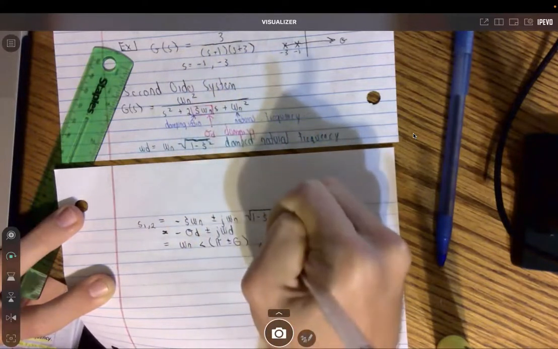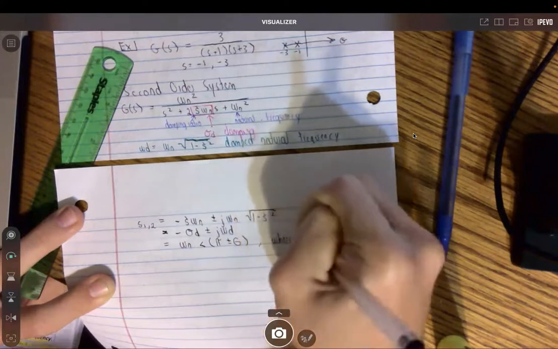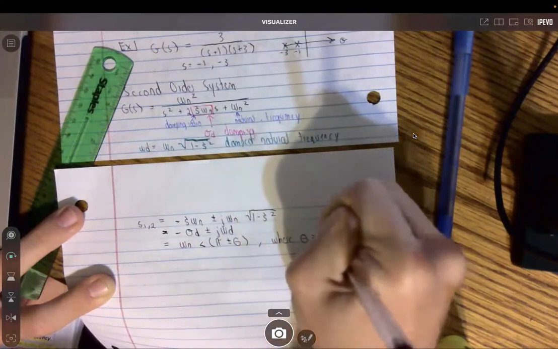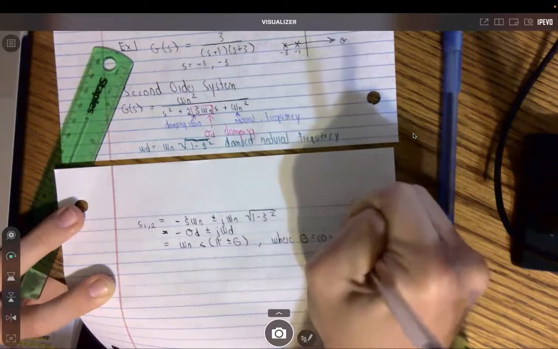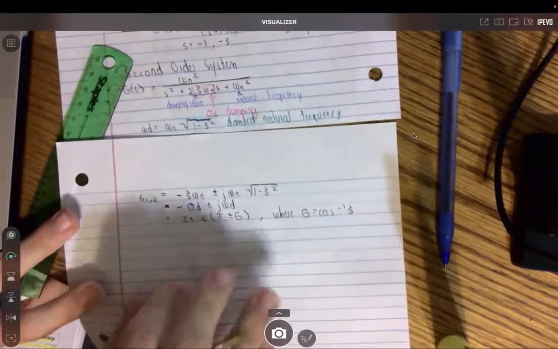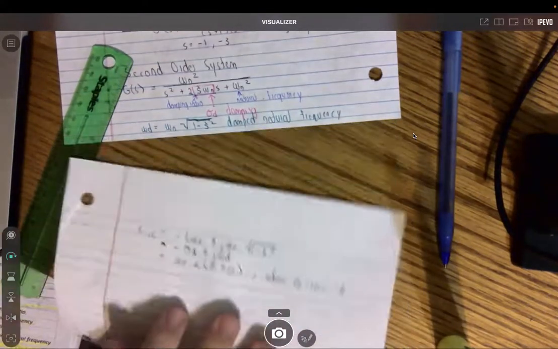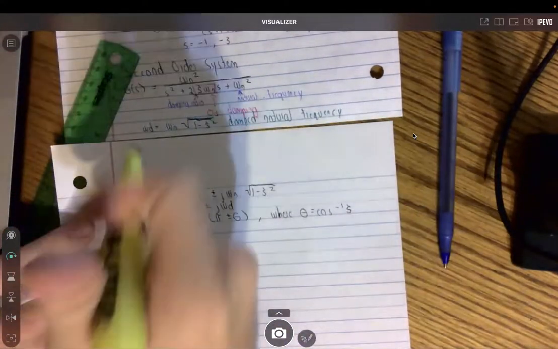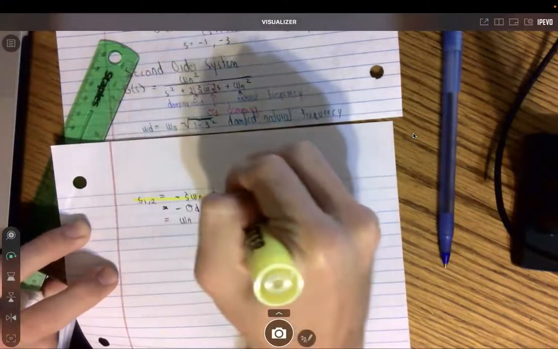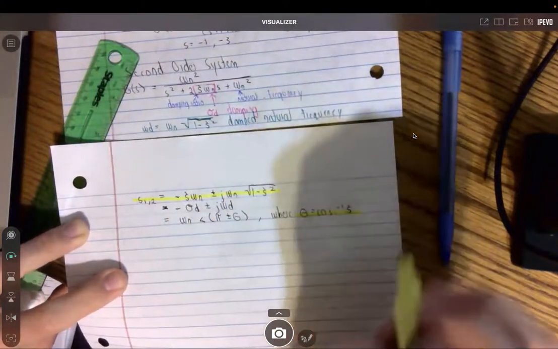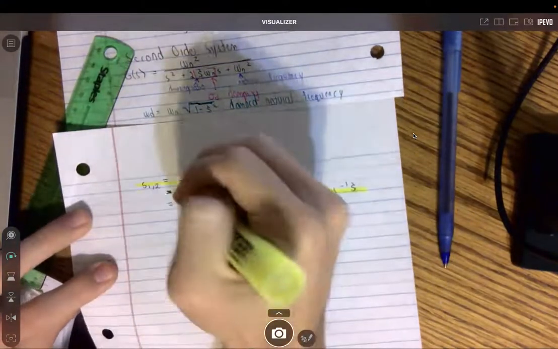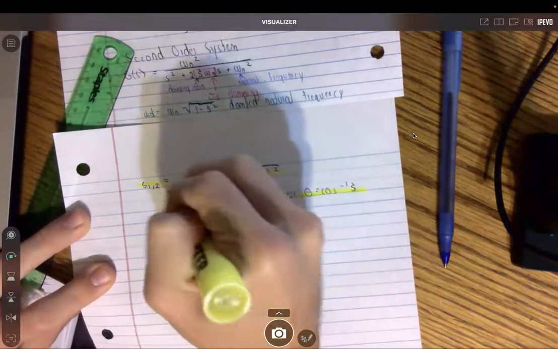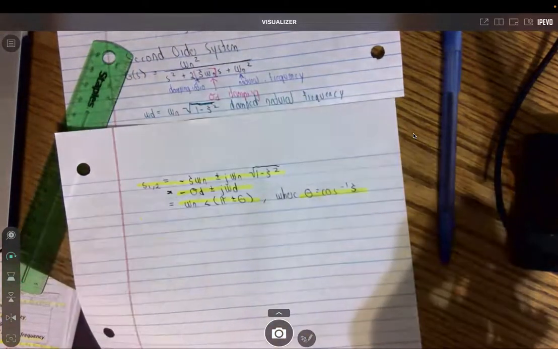And this is where theta is equal to cosine inverse of zeta. So that's important to know when you solve for your poles of a second order system, that they're given by the following equation here. And this angle will come in handy, we'll see later on. It can also be represented by the following forms.